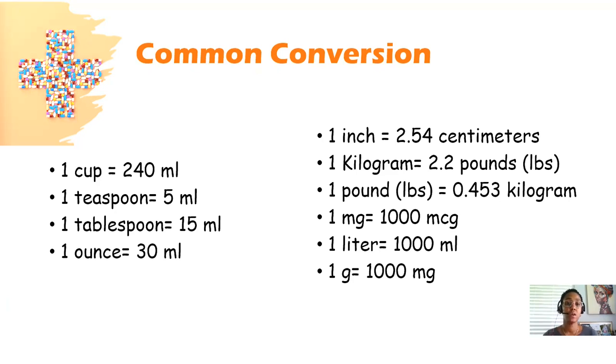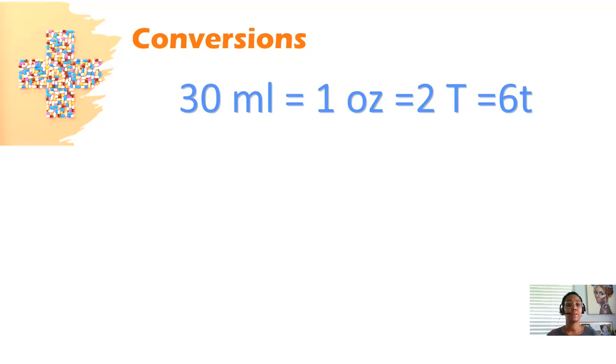2.54 centimeters. 1 kilogram is 2.2 pounds. 1 pound is 0.453 kilograms. 1 gram is 1,000 milligrams, 1 liter is 1,000 mLs, and 1 milligram is 1,000 micrograms. So a lot of your conversion is in a ratio of 1 to 1,000. So this is a formula that encompasses most of the conversions together. So it's an easy way, a quick way to remember.